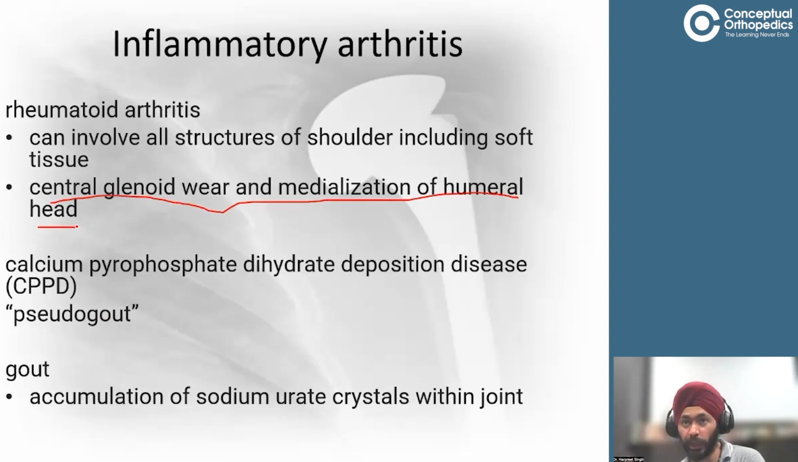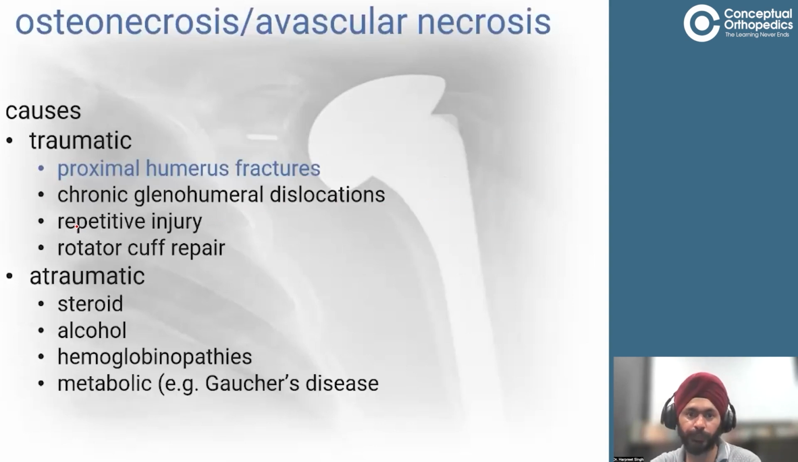In primary, there will be posterior humeral head subluxation and posterior glenoid wear, whereas in inflammatory arthritis, it's central glenoid wear and central medialization of the humeral head. So inflammatory arthritis like RA, pseudogout or gout can lead to arthritis of the shoulder.